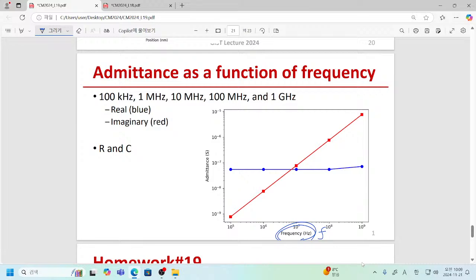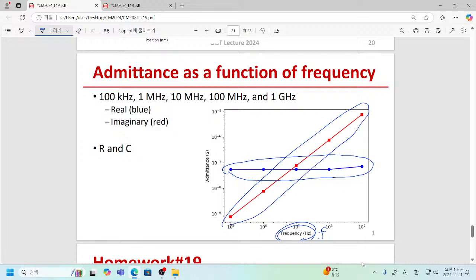So now you can see that this real part shows almost no dependencies on frequency. However, this imaginary part is rapidly increasing, almost linearly increasing with our frequency. So you can treat it in this way, R and C, and this is the model for our PN junction.